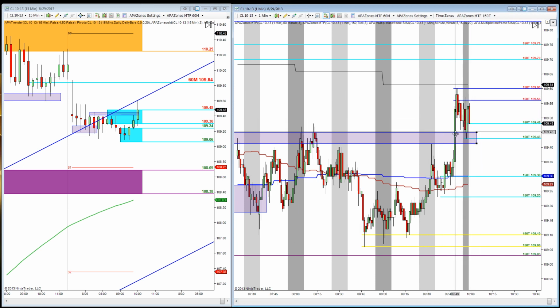Alright, so there's a 150 tick demand popping in right there. And remember, this is just SR. That's all this 150 tick thing is. It's just support resistance. It's way too quick to be anything but that. But it's good to know where that SR is. Another failure to break the high.